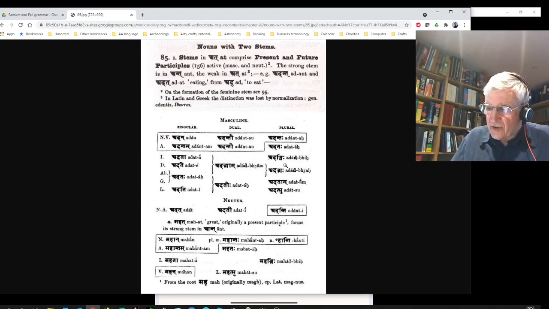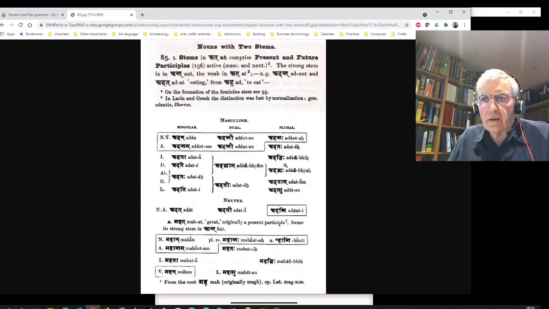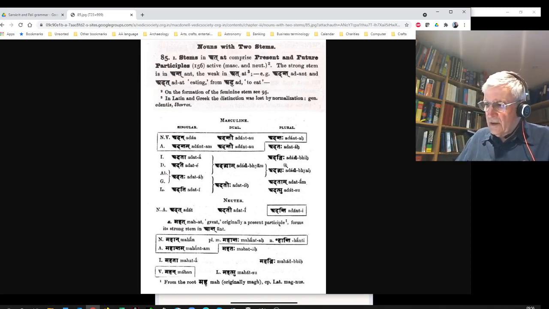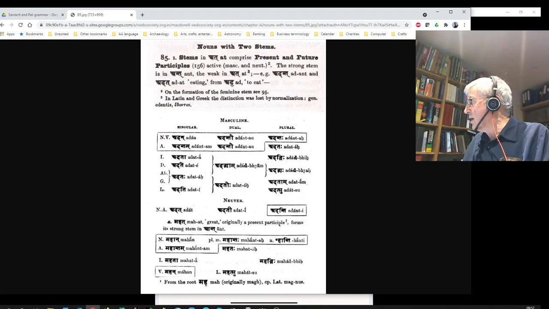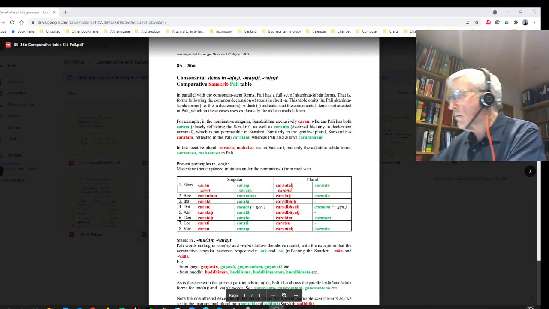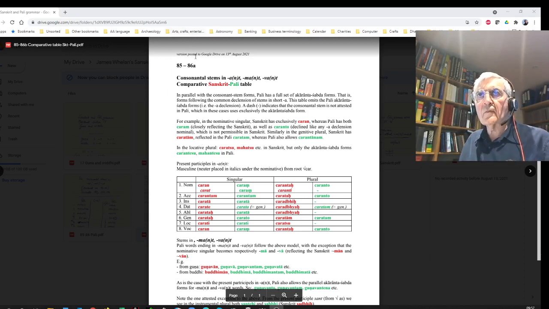Now, in Sanskrit, you'll see the detail in MacDonald section 85 here. Let's take the root char. And I've done a comparative table. Let me call that up for you now. So this sheet, sorry, I put an A here, I think it's now a B. Anyway, this sheet you'll see in the appropriate place in my Google Drive under Sanskrit and Pali Grammar, 85-86. I think it's called B now, consonantal stems in ant, mant and vant.